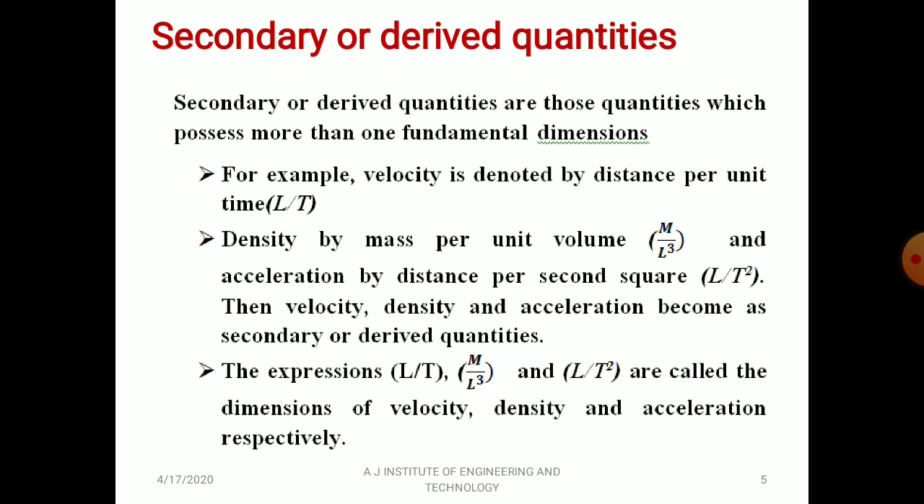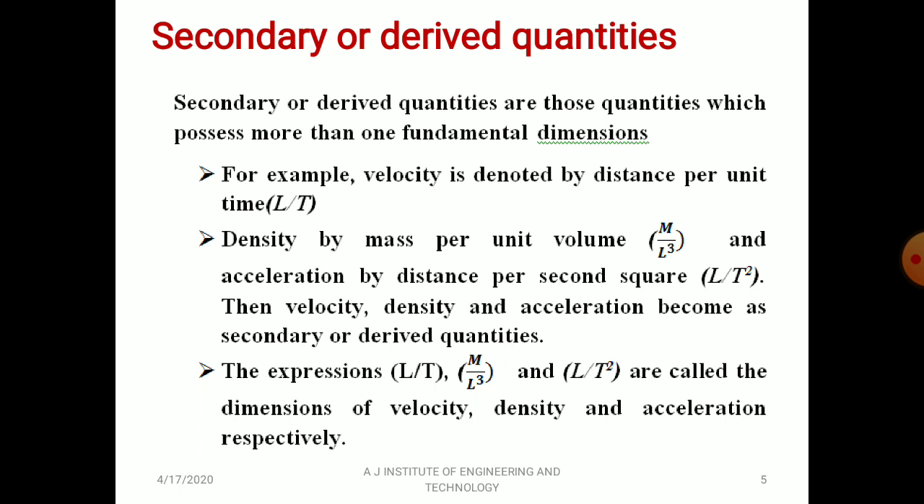So the expressions L by T, M by L cube and L by T square are called dimensions of velocity, density and acceleration respectively. This is the most commonly asked question: give examples for secondary quantities. You can take into consideration any of these, like velocity, acceleration, area or dynamic viscosity, anything.